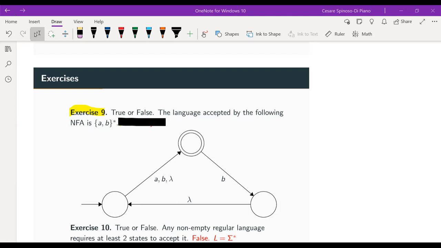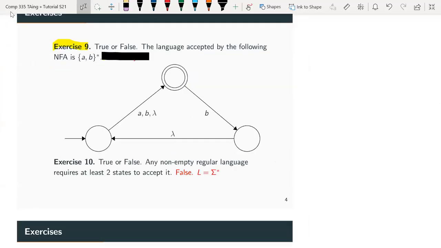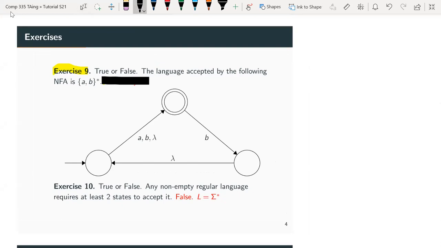All right, very good. Everyone says F. It is indeed F, so it's not true. So why is that? Well, for instance, if we just look at the string AA, how does this machine process AA?